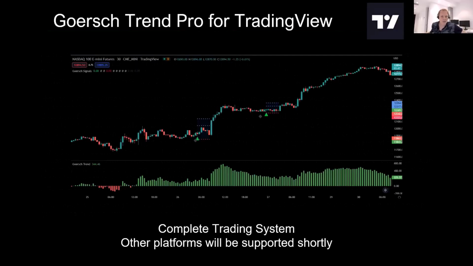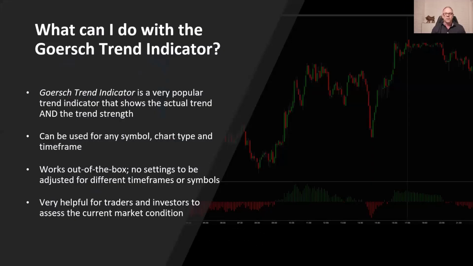Goersch Trend Pro contains the regular Goersch Trend indicator, which some of you may already know as a histogram below the chart. But the Goersch Trend Pro version also comes as a complete trading system featuring entry signals, stop losses, profit targets, break even, and trading stops. At first, we're going to take a look at the Goersch Trend indicator.